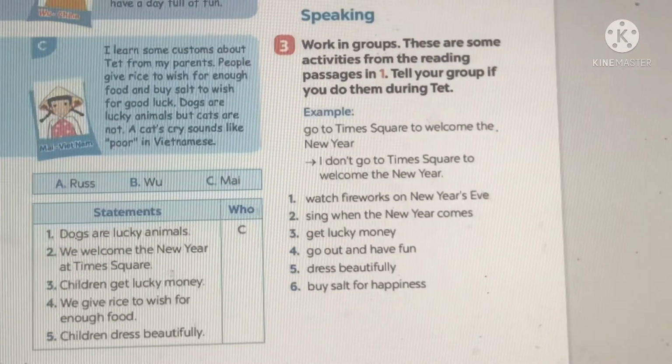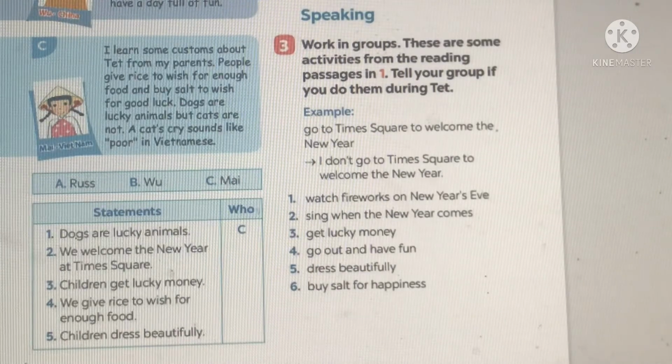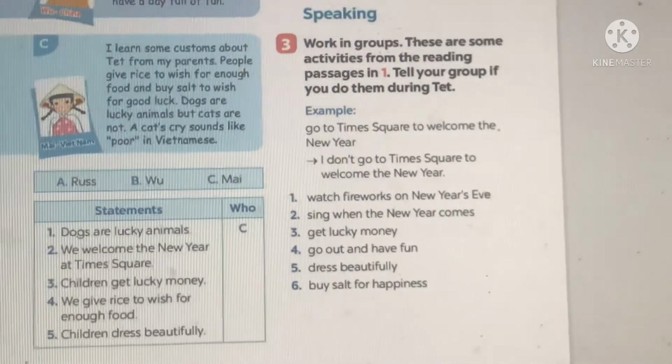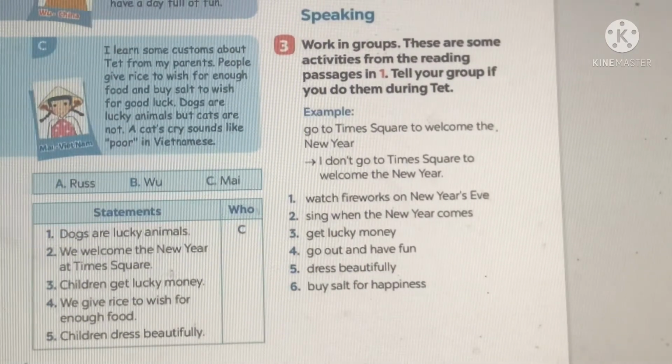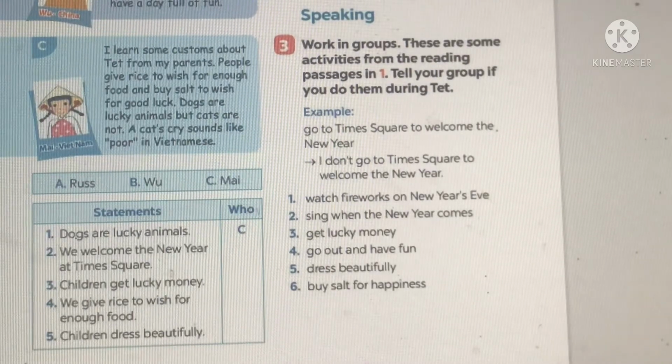Now, let's have a speaking activity. Work in groups. There are some activities from the reading passage in one. Tell your group if you do them during Tết. For example, I don't go to Times Square to welcome the new year. I watch fireworks on New Year's Eve.